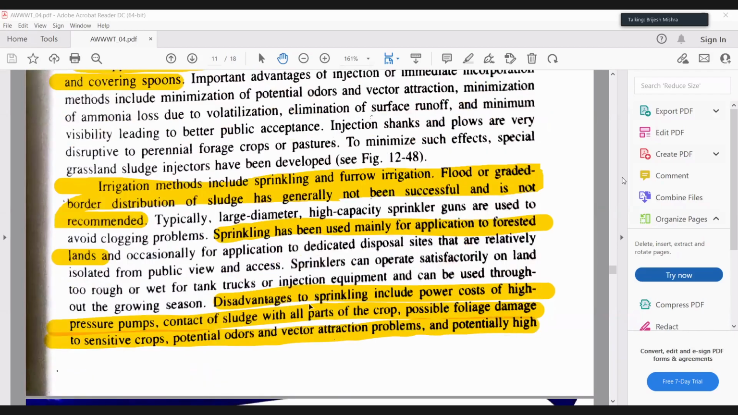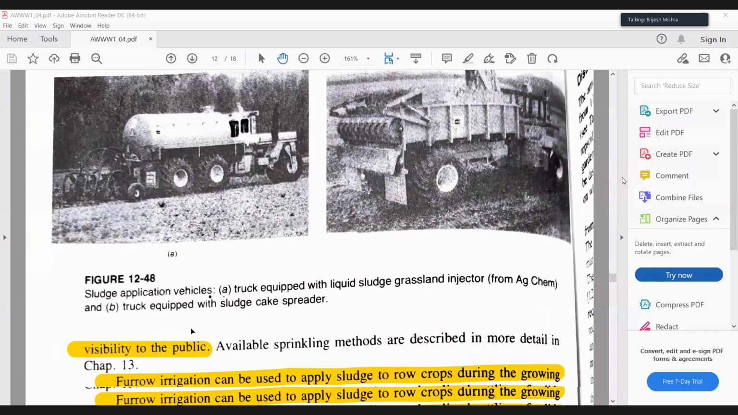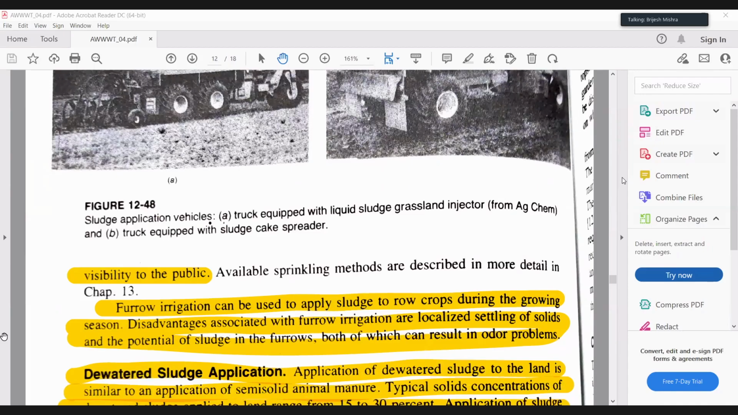The disadvantages of sprinkling include the power cost of the high pressure pump, contact of sludge with all parts of the crop, possible foliage damage, crop sensitivity, potential odor problem, and vector attraction problem. Potentially high visibility to the public, and that's why it's a problem. But still, furrow irrigation can be used to apply sludge to row crops.